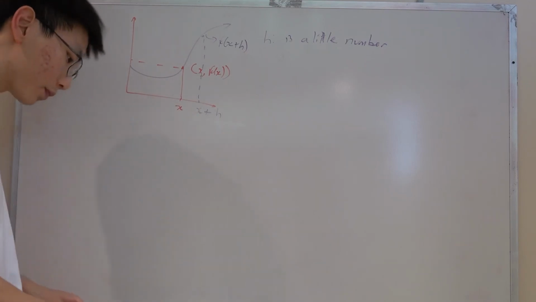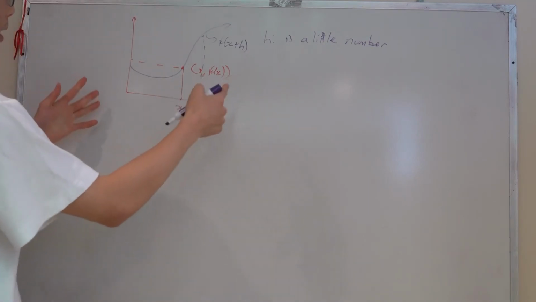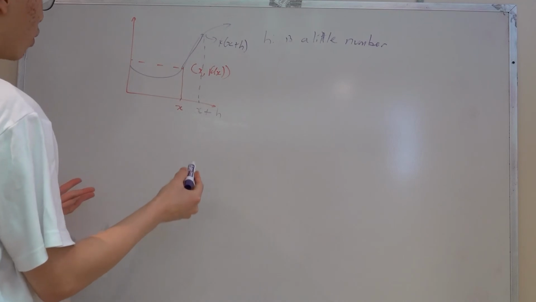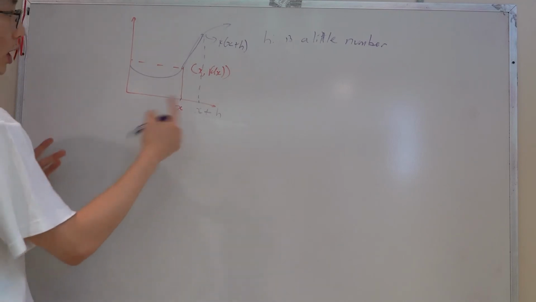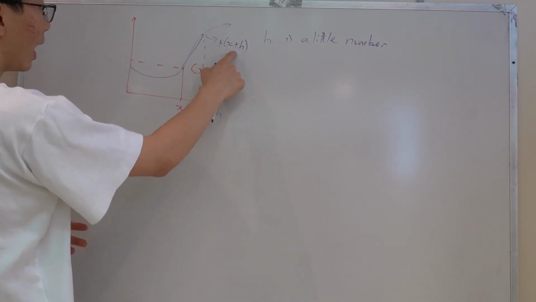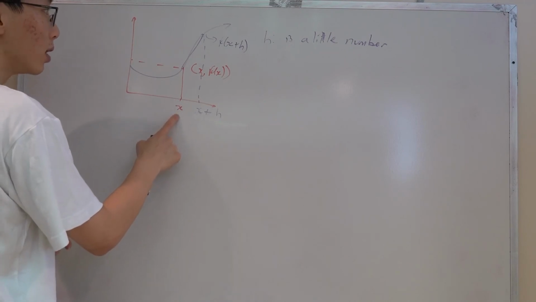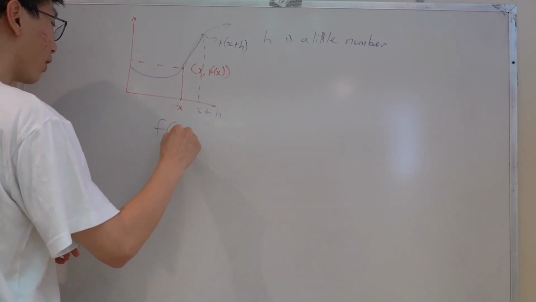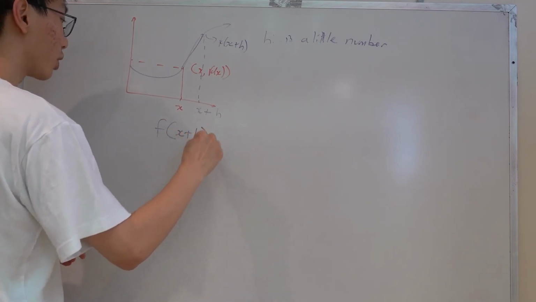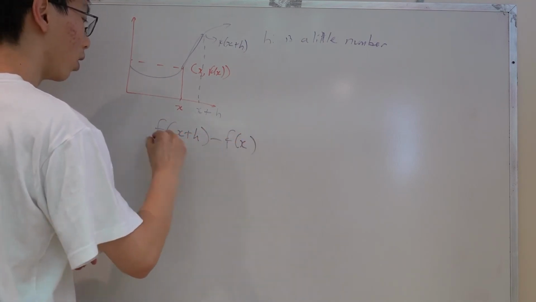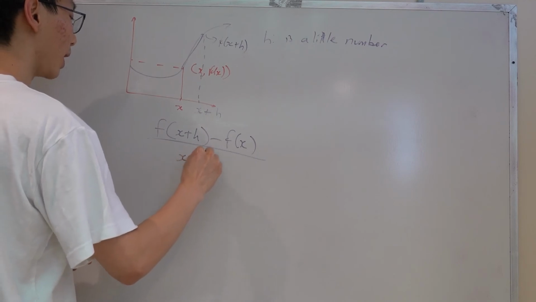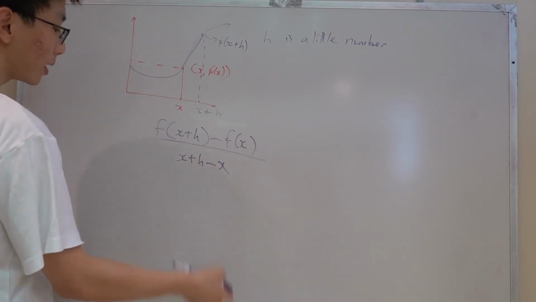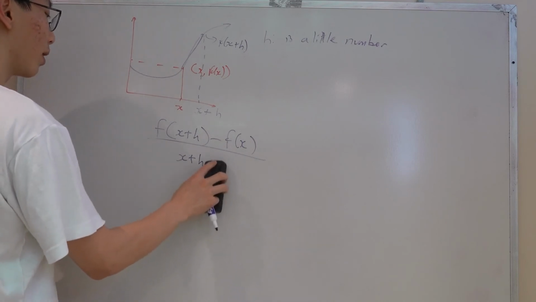So let's do that. Again, the slope of our line, right? We're going to use the exact same formula as before, except this time our t1 is x plus h, our t0 is just x, and we can just replace everything in, right? So we have f of x plus h minus f of x all over x plus h minus x. Luckily for us, x and minus x cancel out, and we're just left with h.